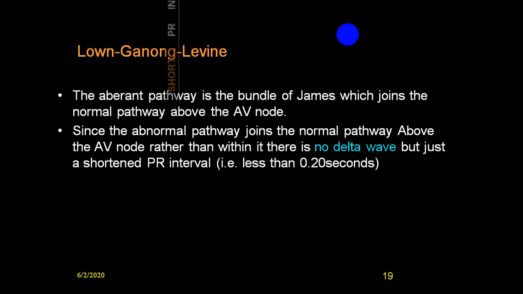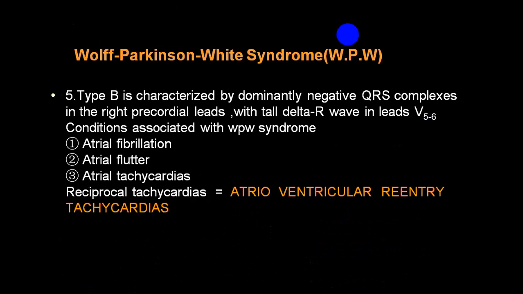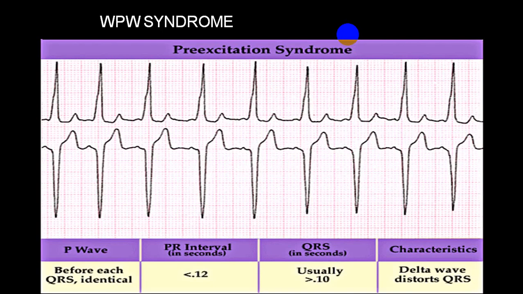PR interval is less than 0.12 seconds. And WPW syndrome will give rise to atrioventricular reentry tachycardia. This is again a good example of a WPW. You can see a delta wave clearly, and there is a very short PR interval.